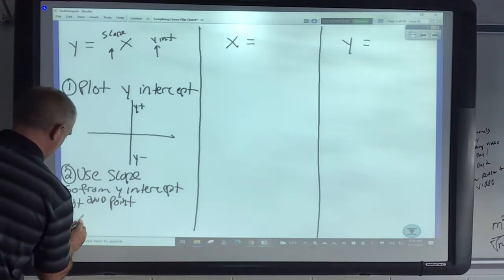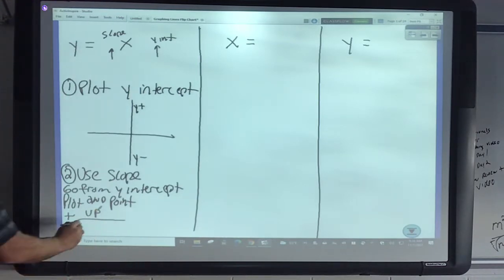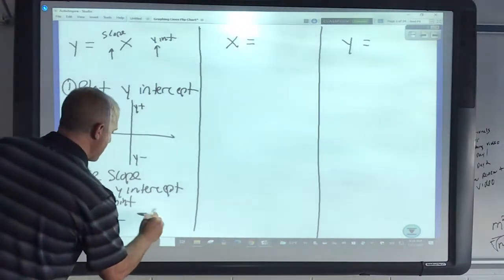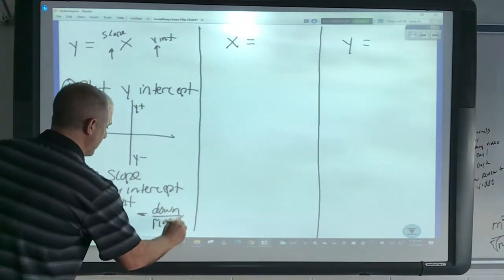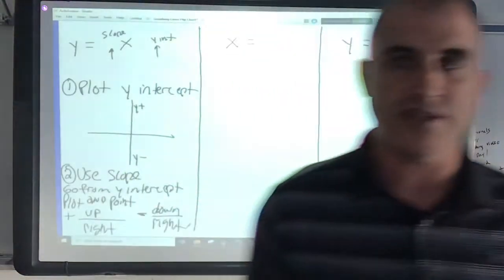If your slope is positive, you go up and then you go to the right. If your slope is negative, you go down and to the right. So in essence, you always go right. You never go left, okay?